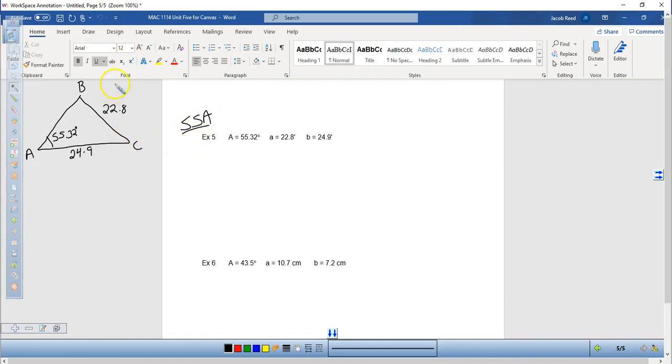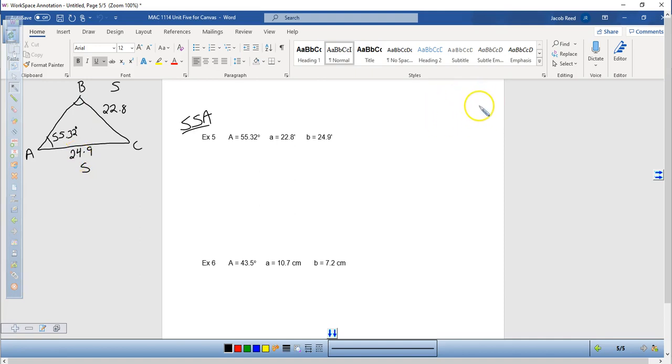Okay, hopefully you're seeing that. I'm going to draw little S's. Side, and then there's angle A. So side-side-angle. So that means we have to check for ambiguous. First thing, given the information we have, we know nothing about C. We have to go for B.